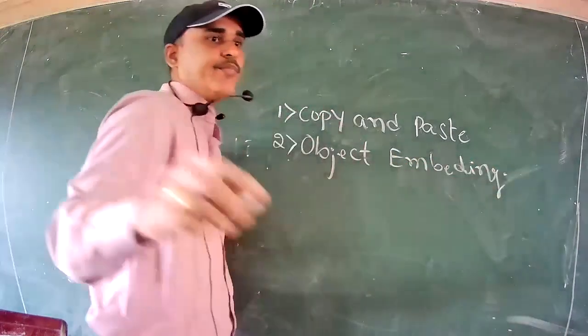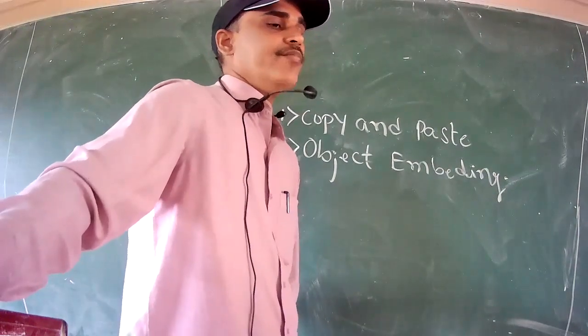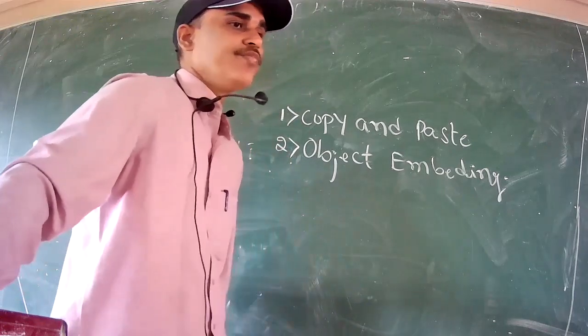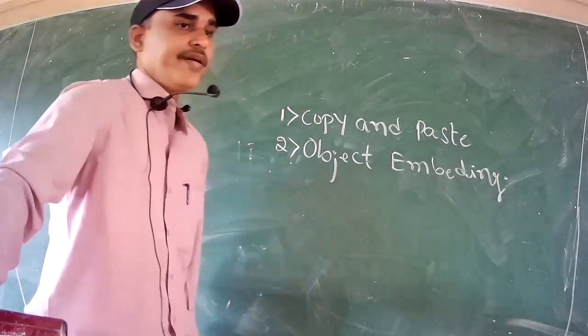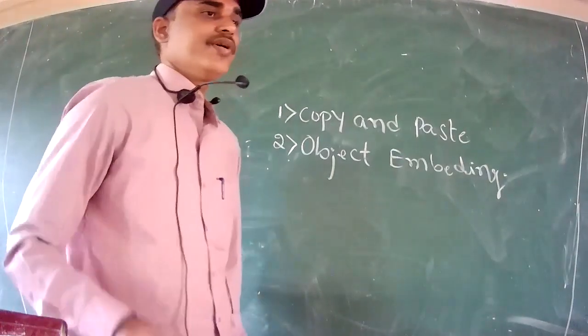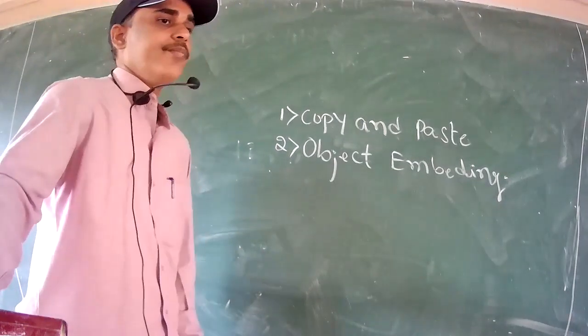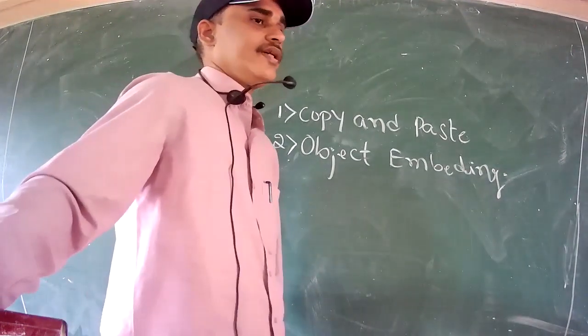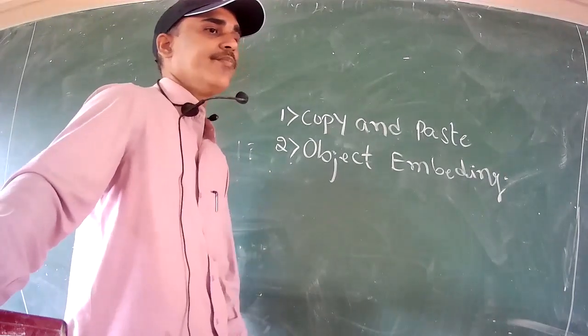Okay, object embedding is possible by using the OLE feature of MS Office. OLE means object linking and embedding. In the last class we discussed the features of this object embedding method. Now let us see the procedure, how we are going to complete the task by using the object embedding method.